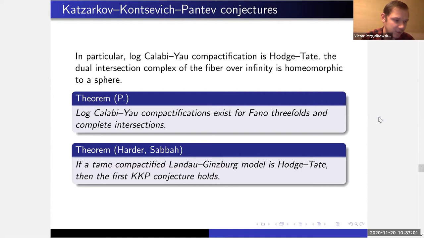Constructing the resolution, we blow up subvarieties of codimension two, which are smooth and rational. So blowing them up one by one, we don't break this Hodge-Tate property. And that's what I said: the log Calabi-Yau compactifications exist for Fano threefolds and complete intersections. And there is a theorem, which was conjectured by Andrew Harder and proved by Sabbah, as I know, that if a compactified Landau-Ginzburg model is Hodge-Tate, then the first Katzarkov-Kontsevich-Pantev conjecture holds. So then the two definitions of Hodge numbers coincide. In particular, we can apply it to mirrors of Fano threefolds and complete intersections, just because this procedure of log Calabi-Yau compactification is proven to work in this case.